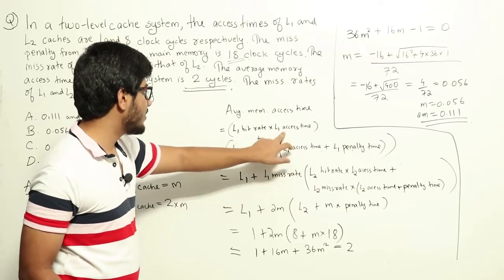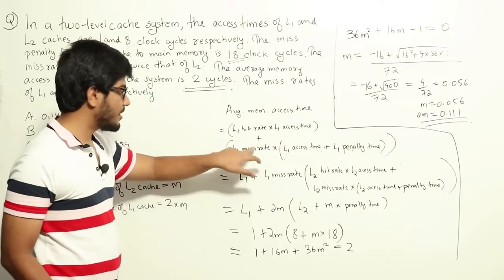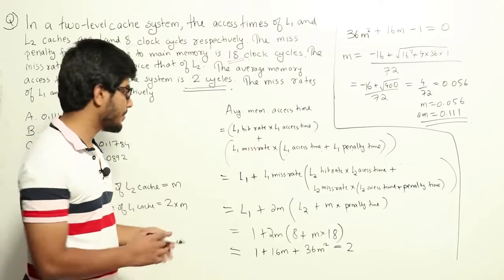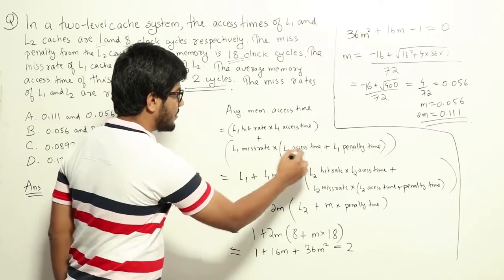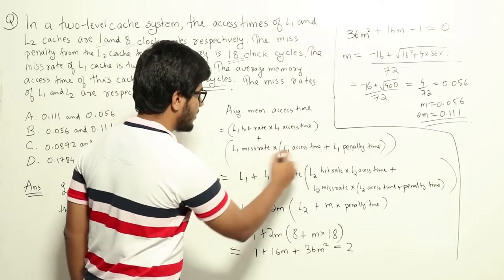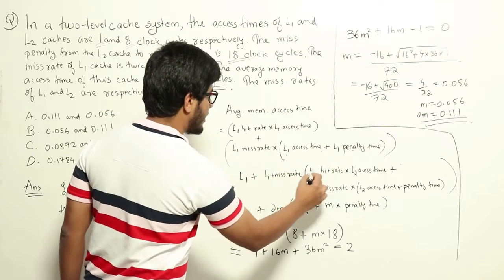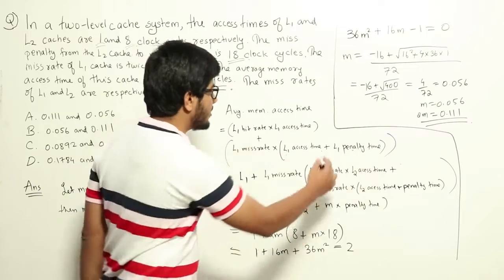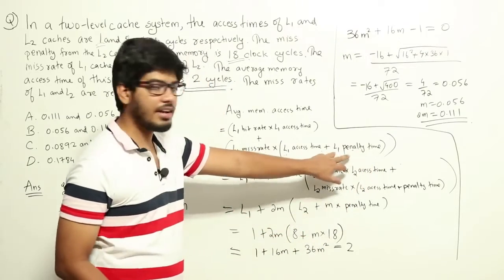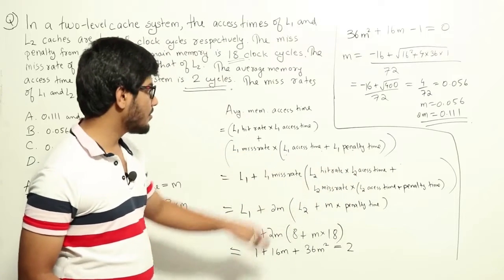So we can rewrite it as L1's access time into L1's hit rate plus L1's miss rate, that will be 1 only. So this we can rewrite as L1 plus L1 miss rate into this part we already took here when we combined this, plus L1 miss rate into L1's penalty time. Now what is L1's penalty time? L1's penalty time means it's not there in L1 and now we are looking in L2. Now what will be the time?